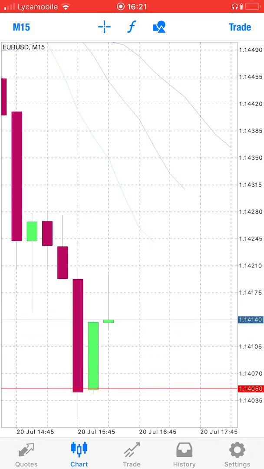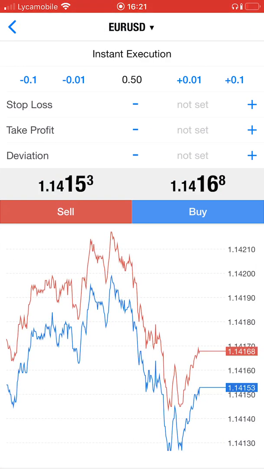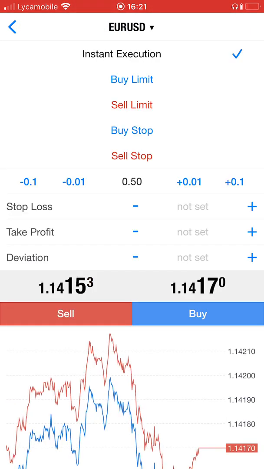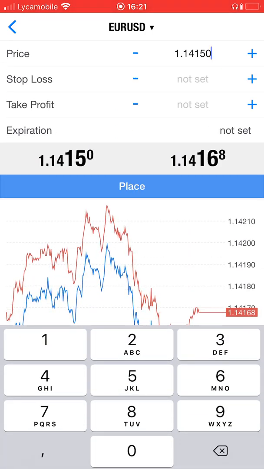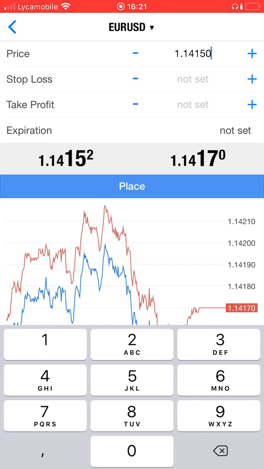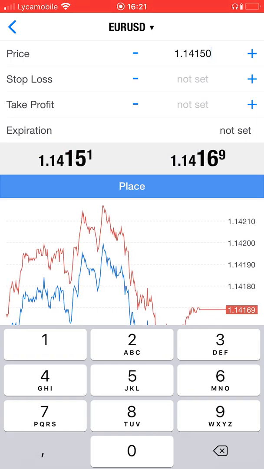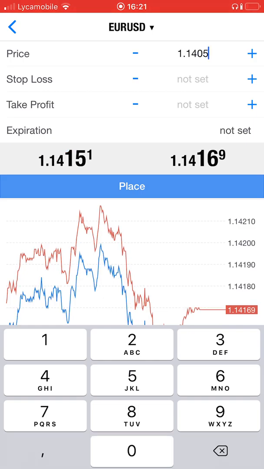So we are going to take this number from that line, which is 1.14050. Then you click on this one at the right hand side written trade. 1.14050. Don't forget. So now we change this instant execution to a buy. Remember that number, 1.14050. We have a number already here, which is the market number. We are going to change it to the one we set, 1.14050.